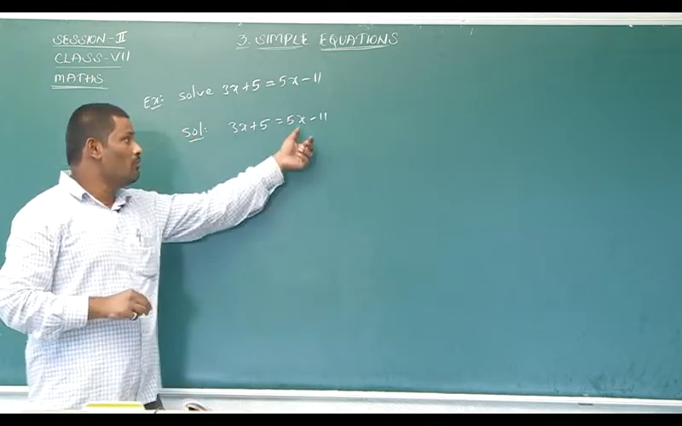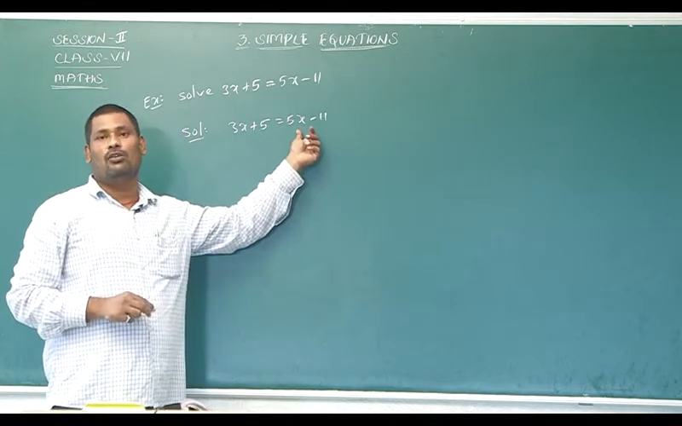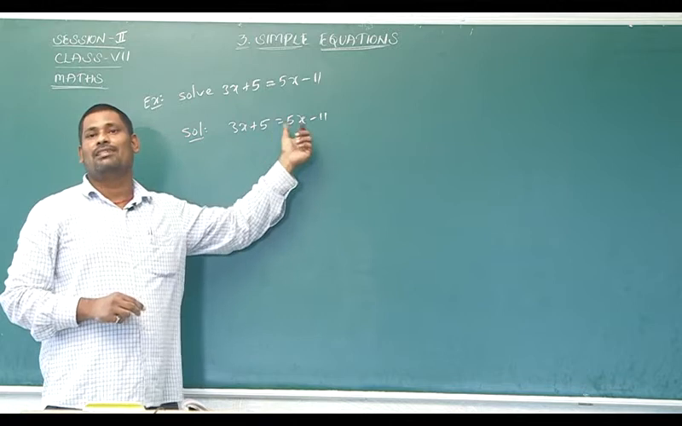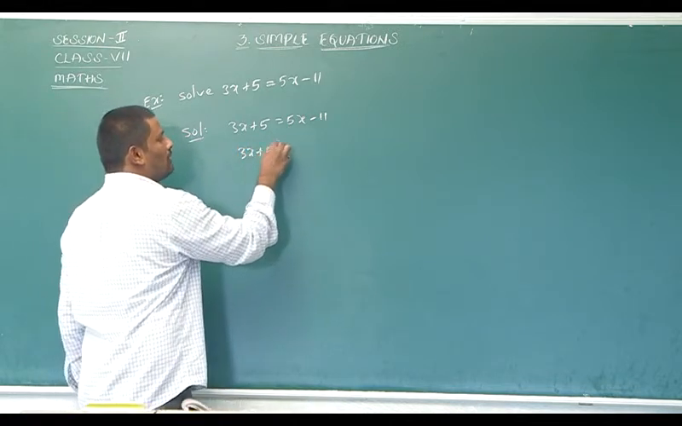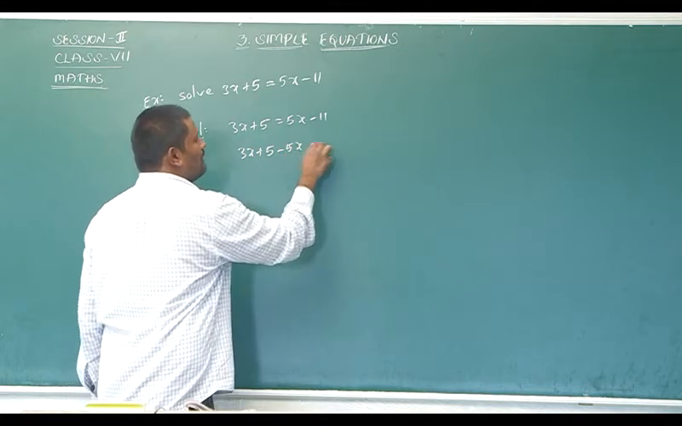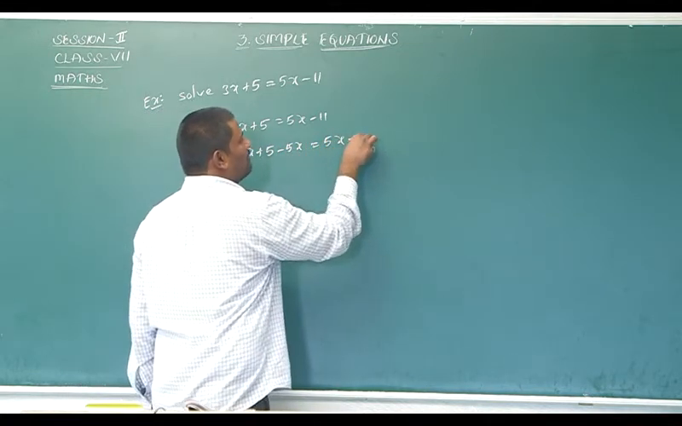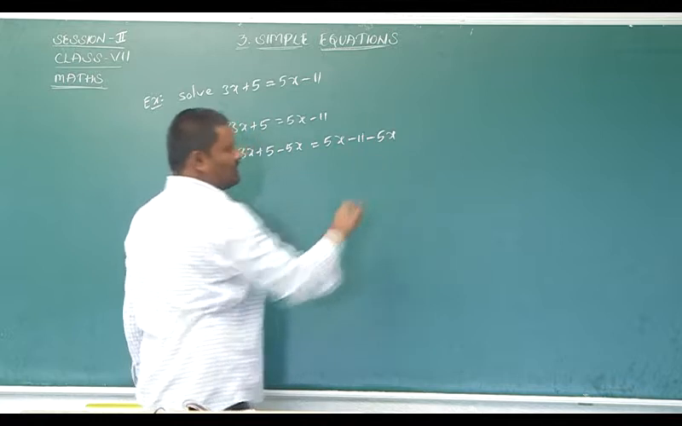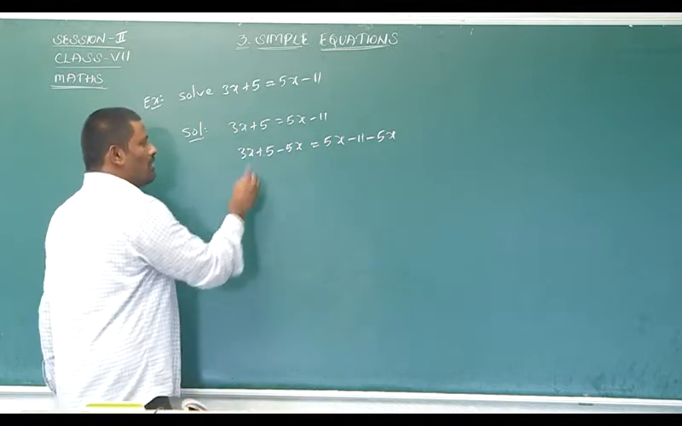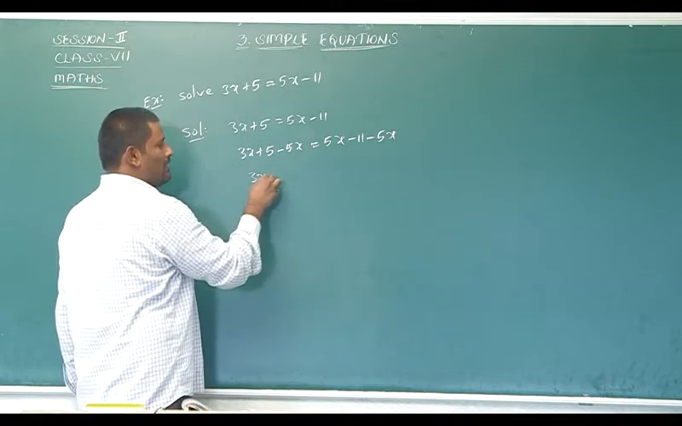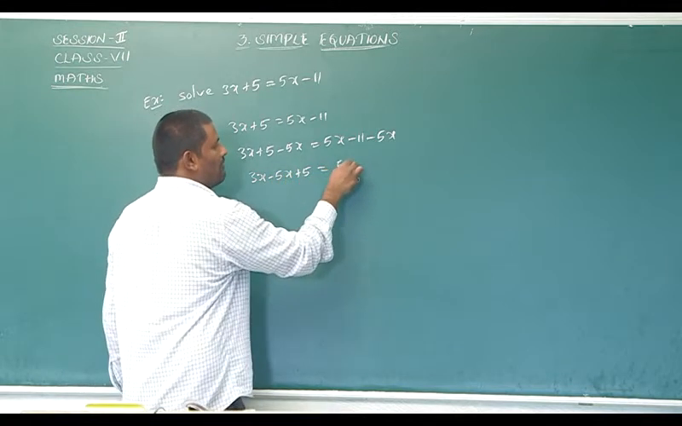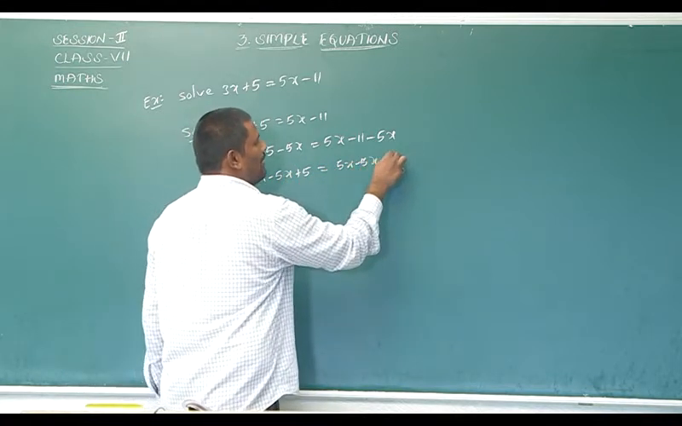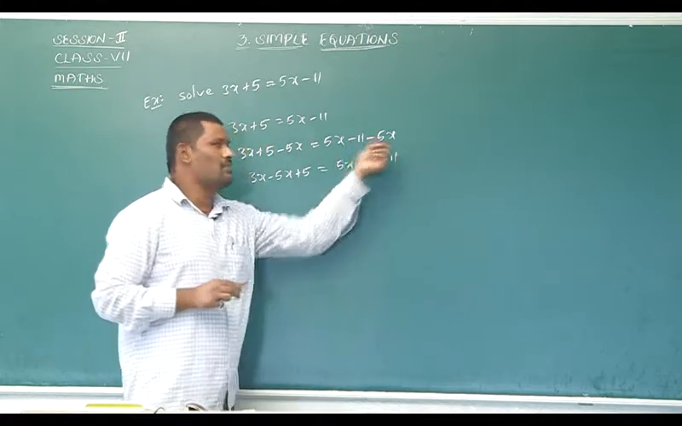So I want to remove this 5x here. Then what I will do here, I can subtract 5x on both sides here. Look here, 3x plus 5 minus 5x equals 5x minus 11 minus 5x I can write here. Now you see here, I will write 3x minus 5x plus 5 equals 5x minus 5x minus 11. Just I interchanged these two here.